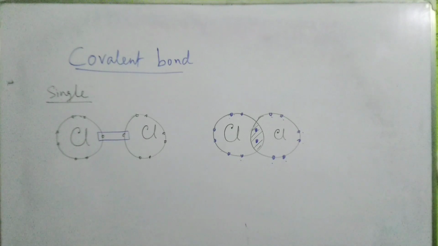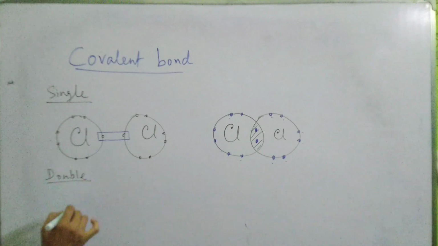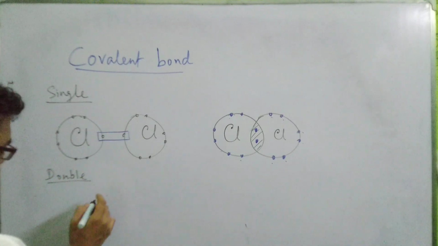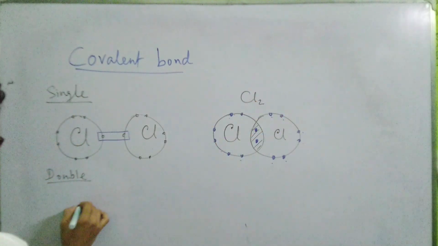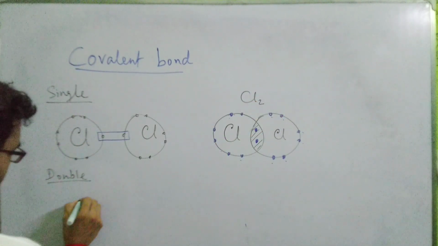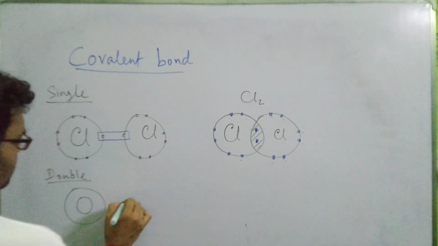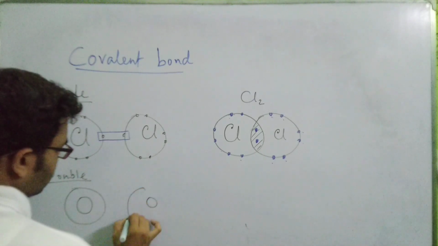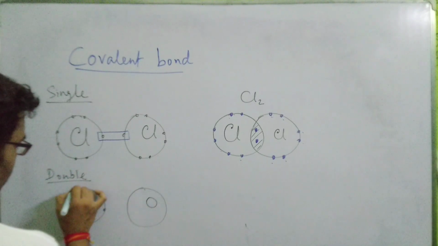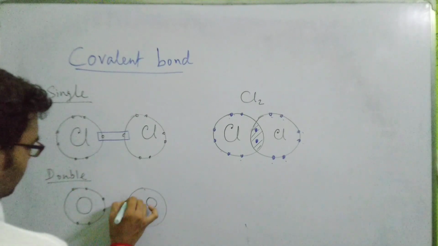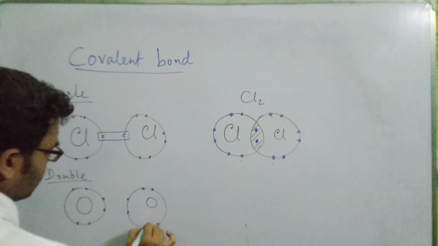Okay, now what about the double covalent bond? Double covalent bond is something like this. That was the chlorine molecule, Cl2. Now if you consider the formation of the oxygen molecule, see, an oxygen atom has 6 electrons in its outermost shell. Take another oxygen atom. It also has 6 electrons in its outermost shell: 1, 2, 3, 4, 5 and 6, and 1, 2, 3, 4, 5 and 6.